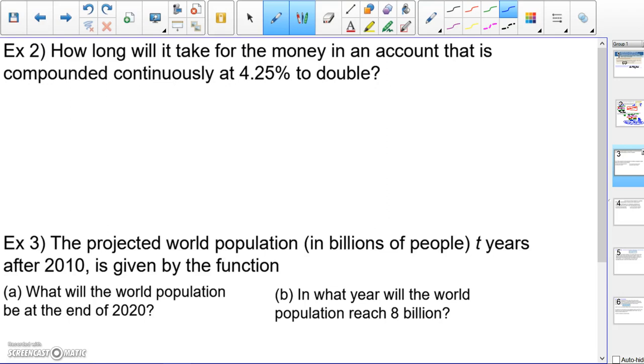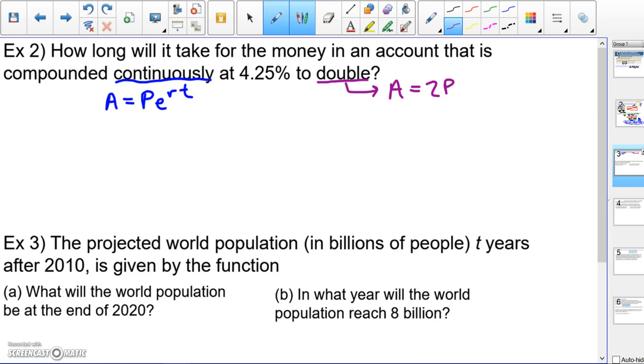Example 2: How long will it take for the money in an account that is compounded continuously at 4.25% to double? So a couple of things. First of all, when it says continuously, we automatically know they're using the PERT equation. But something very subtle and very important is the fact that they say it's doubling. The money is doubling. So the amount you end up with is going to be twice whatever you started with. That's something that you would need to know.